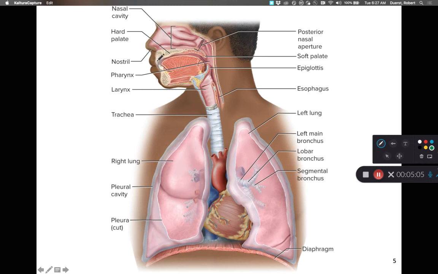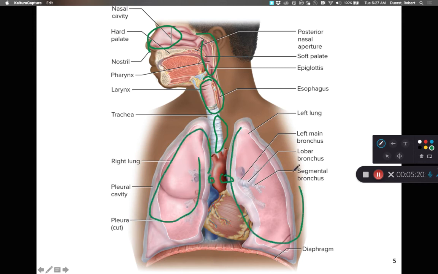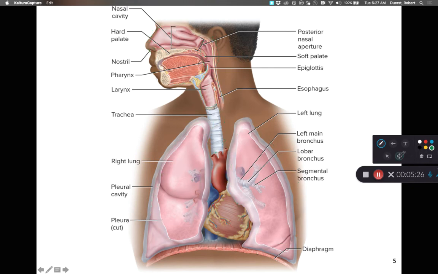So to recap, the major organs include the nose, the pharynx, the larynx, the trachea, and the bronchi, followed up with the lungs, the left and right lungs. So those are our major organs, and we'll talk about each of these major organs in more detail.